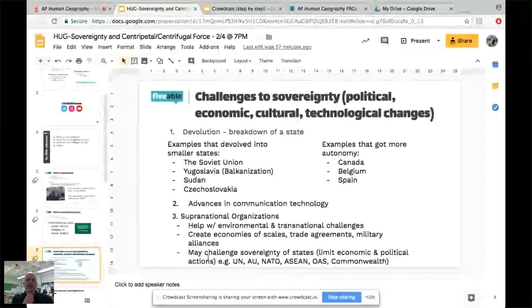We have the United Nations, the UN. We have the African Union, NATO, which I mentioned earlier, the North Atlantic Treaty Organization. ASEAN is the Association of Southeast Asian Nations. The OAS is the Organization of American States. Every country or state in the Western Hemisphere is a part of that one. The Commonwealth is countries that used to be part of the United Kingdom.